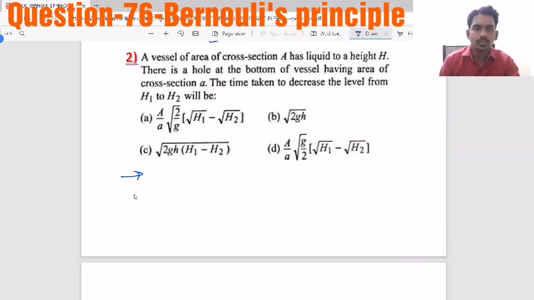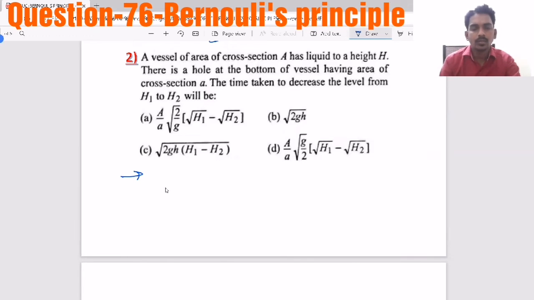And one more thing, next question. A vessel of area of cross section A has liquid to a height H. There is a hole at the bottom of the vessel having area of cross section a. The time taken to decrease the level from H1 to H2 will be.